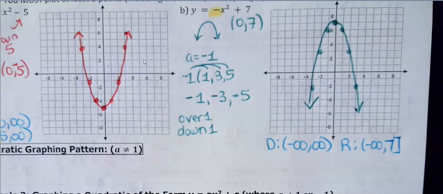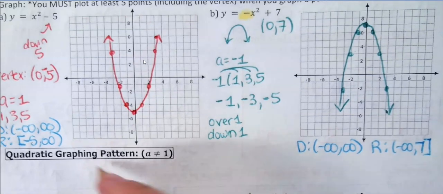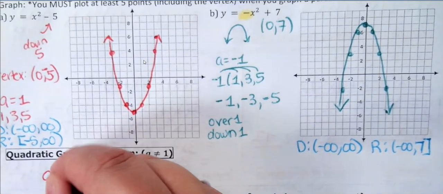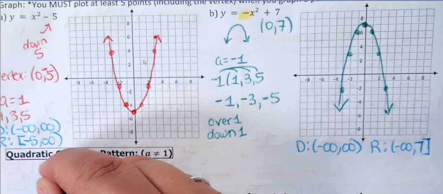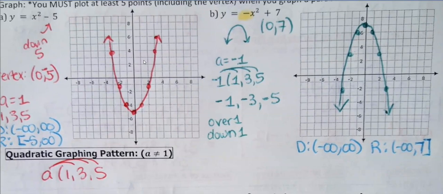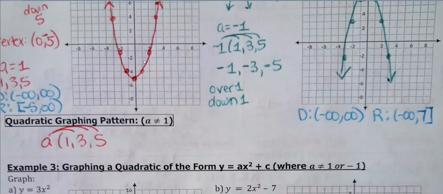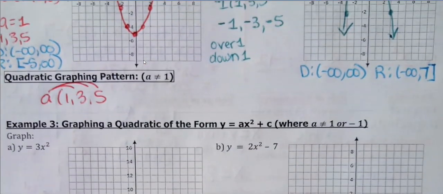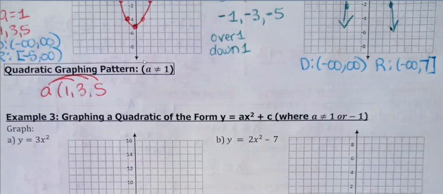Okay, I kind of mentioned this in the question we literally just did, but if your a value is not 1, for the graphing pattern, you can still use the 1, 3, 5. What you want to do is just multiply that pattern by whatever is in front of your x squared. We're going to do this in the last example down here. The graphs will be a little bit more narrow or a little bit wider, but all you have to do is find the vertex, and then do the pattern, multiplying it by whatever is in front of the x squared, and it works the same way.